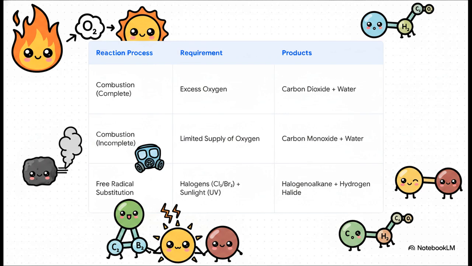But, and this is a big but, if you limit the oxygen, you get incomplete combustion, which produces deadly carbon monoxide. The other major reaction is free radical substitution. This is what happens when you mix an alkane with a halogen, like chlorine, but, and this is crucial, only in the presence of sunlight or some other source of UV light.